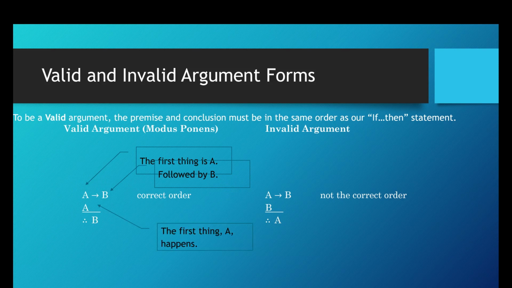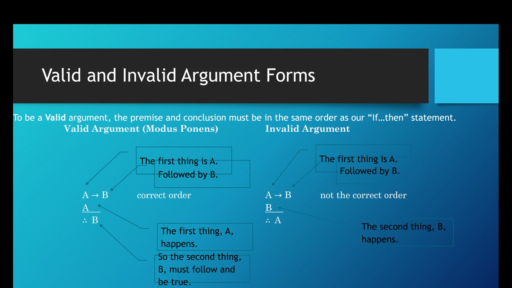Then the first thing A happens, and therefore the second thing B must follow and must be true. Whereas over here, first thing's A, followed by B, but then the second thing B happens. That's not right. That's backwards. The second thing happening does not mean that the first thing is true. So I want to tell you that people do this all the time and think this is correct in real life, every day. Let me tell you why.